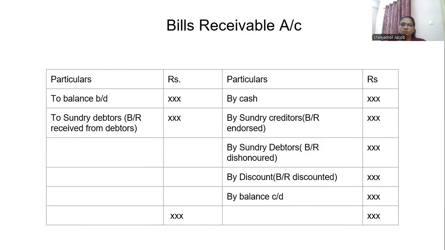Next account is the bills receivable account. It's also an asset, so it has a debit balance. We are starting with the to balance brought down. Then if any bills are collected, we credit it with by cash. If any bills receivable are endorsed or dishonoured, we have to credit them. Then discount, if any bills receivable are discounted, that has to be credited. And the closing balance of bills is by balance carried out. Then to sundry debtors, that is the balancing figure of this bills receivable account, and this is transferred to the sundry debtors account.